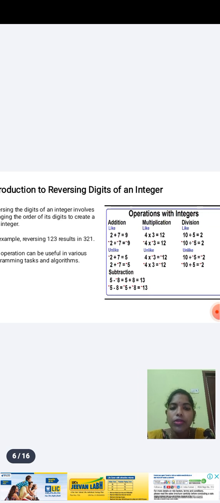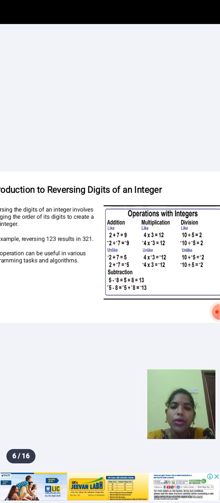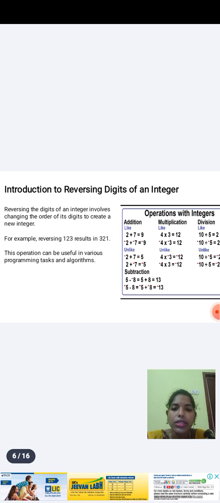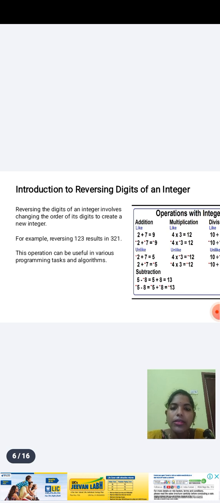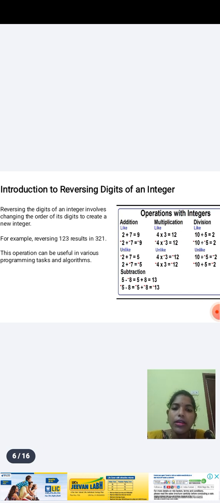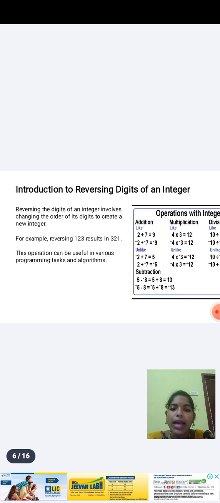We take it as an example. The reversing method will be applied: it becomes 3, 2, 1 and C, B, A. Like this, in operations on integers we use addition, multiplication, and division. Here we observe 2 plus 7 equals 9. Likewise, minus 2 plus minus 7 equals minus 9. So the result will change. Here, reversing the digits gives us a different answer.